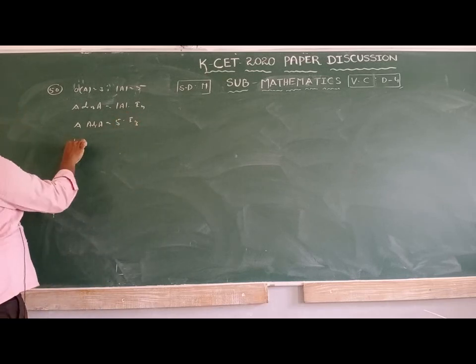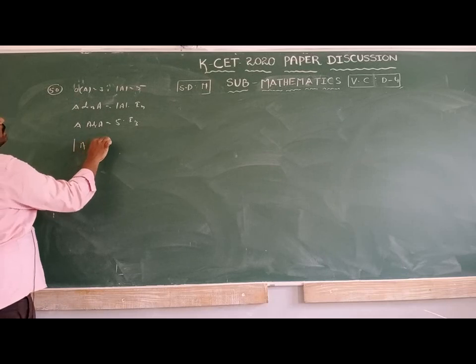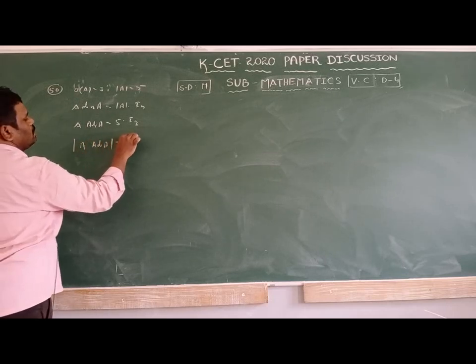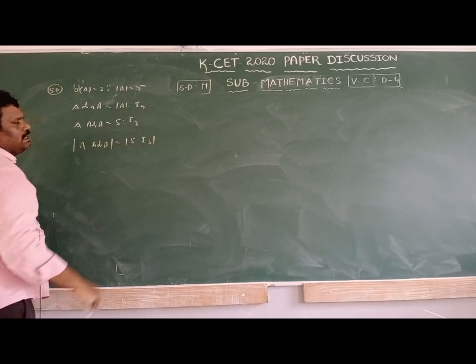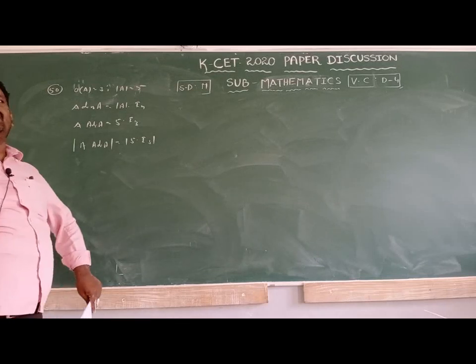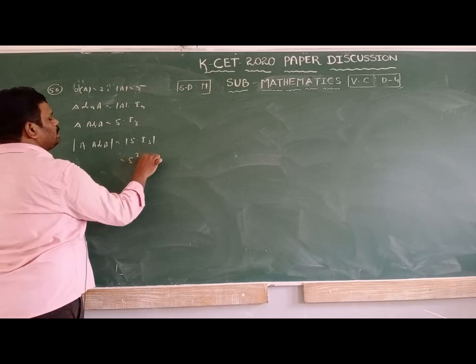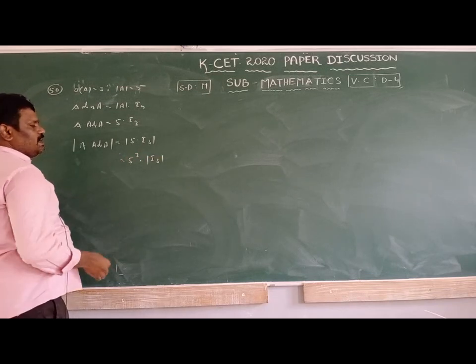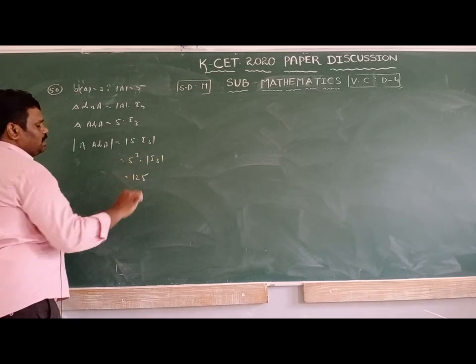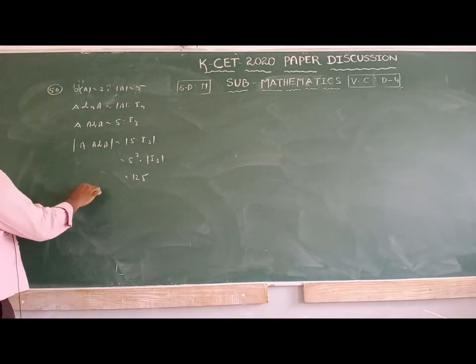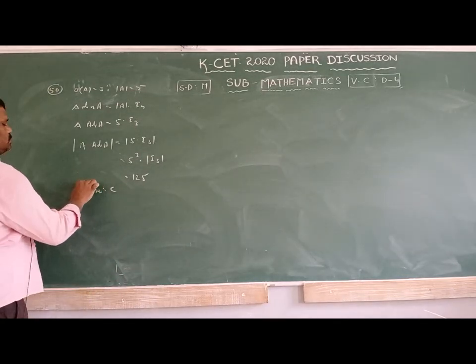Now if you take the determinant, A into adjoint A is equal to the determinant of 5 into I3. You know the property of the determinant of k into A: k power n. So 5 cube into the determinant of I3. The determinant of the unit matrix is 1. So this value is 125. So option is C. Answer is C option.